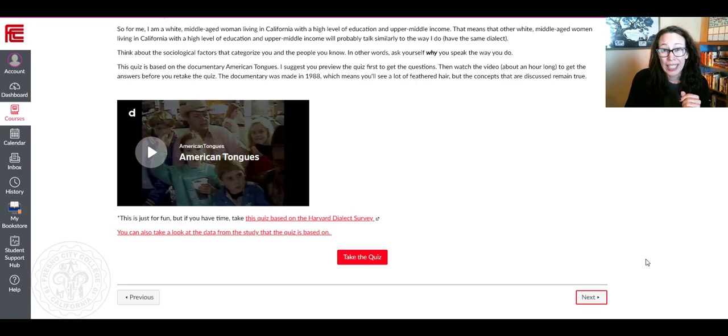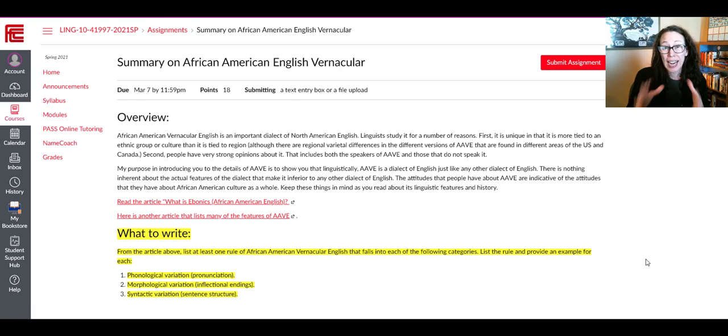Then we're going to get into the dialect that we're focusing on for this week, which is African American English Vernacular. Okay, so AAEV. And what I have for you are a couple of articles here. It does take you out to these websites. This is just a summary of the different features, and I'm looking for one phonological feature.